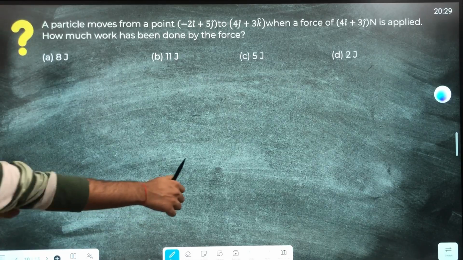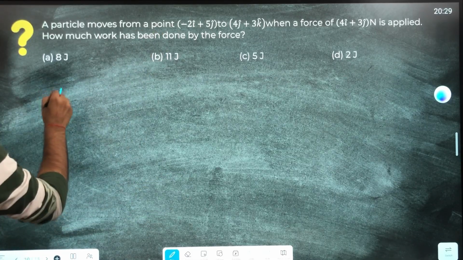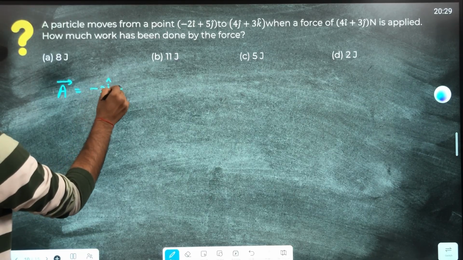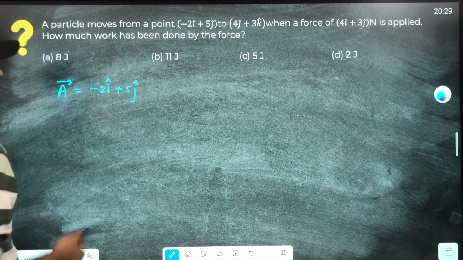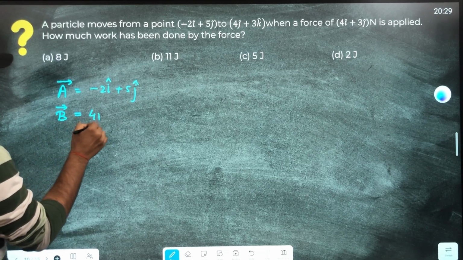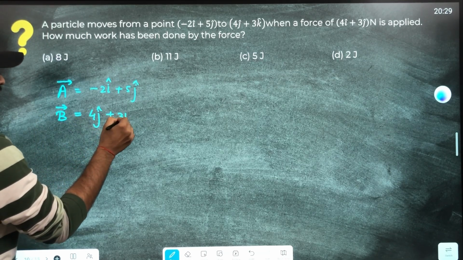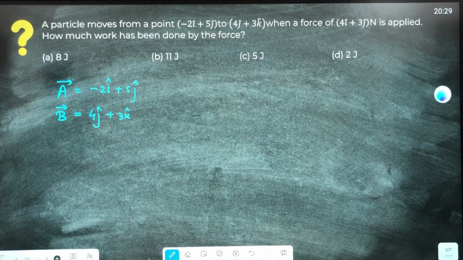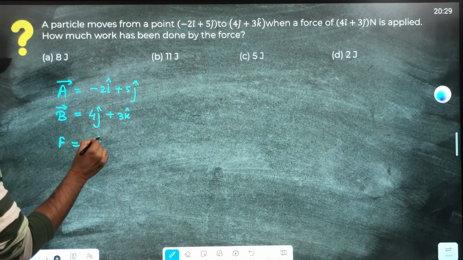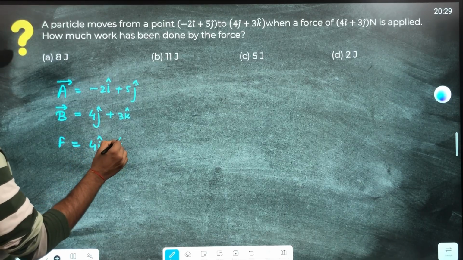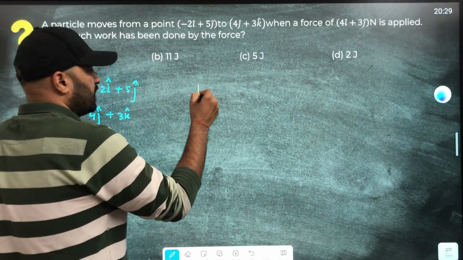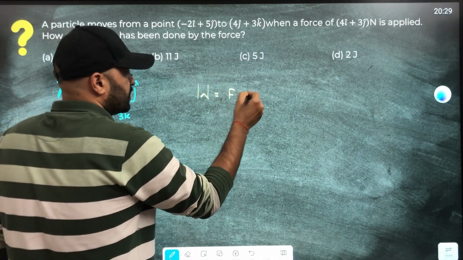Great. Our next question says a particle moves from a point. So let's say the initial point A is nothing but minus 2i plus 5j. This is our initial point of the particle, to another point. The final point is going to be 4j plus 3k. Great. Okay, fine. When a force of 4i plus 3j Newton is applied, how much work is done? Very simple, straightforward question. Work done is nothing but the dot product of force into displacement.